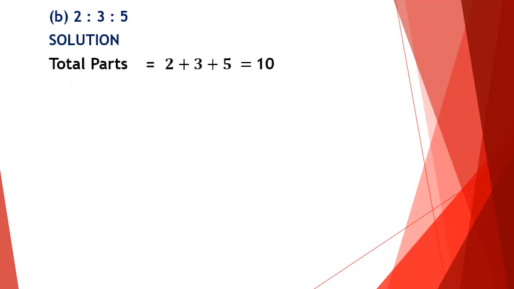Question B. Given ratio equal to 2:3:5. Sum of ratios or total parts equal to 2 plus 3 plus 5 equal to 10.